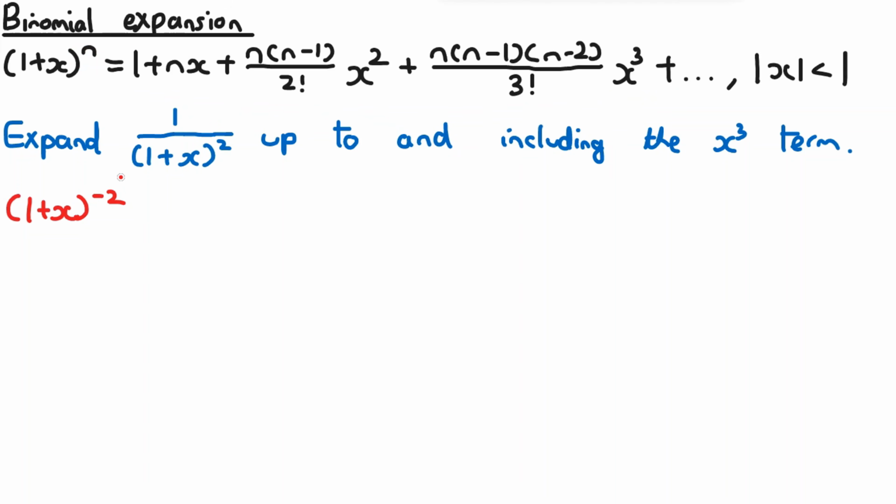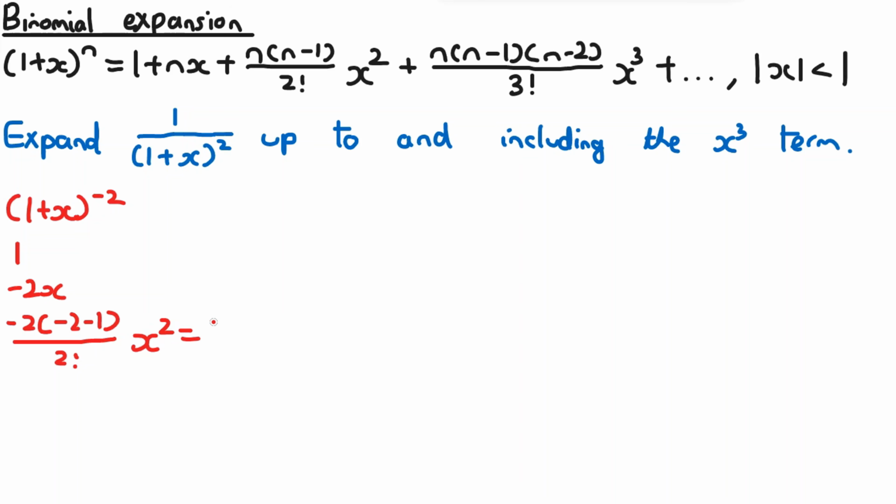So again, let's do it term by term. So the first term is always going to be 1, then the second term is nx, so it's going to be minus 2x, and then the third term is going to be n, so it's going to be minus 2, and then it's going to be minus 2 minus 1 over 2 factorial of x squared.